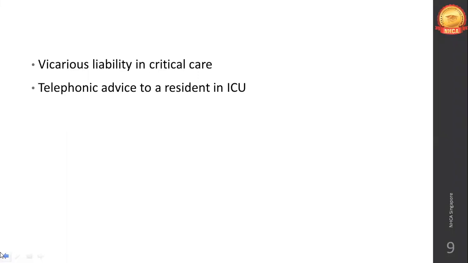The person receiving the information should make sure that they're writing it down. And at the end of the conversation, whatever they have written down has to be read out orally. Instructions have to be read out just to confirm the guidance. Otherwise, if any harm is caused to the patient based on this telephonic advice, it could lead to negligence as well.